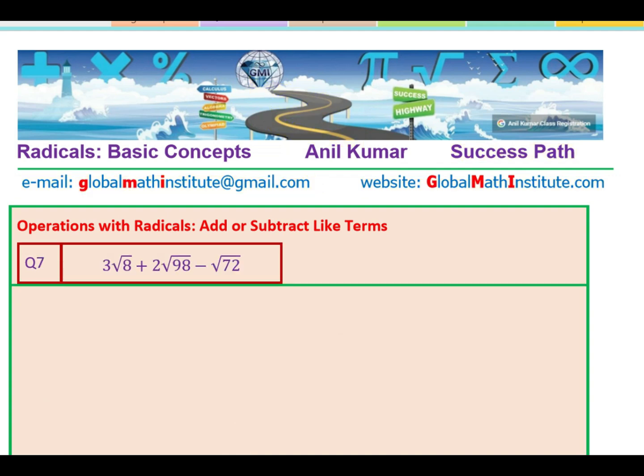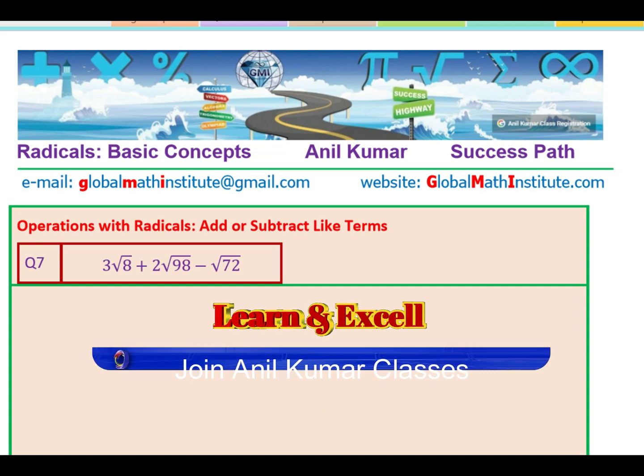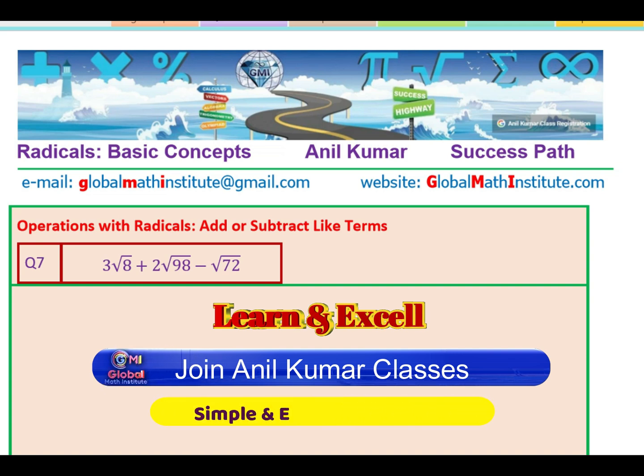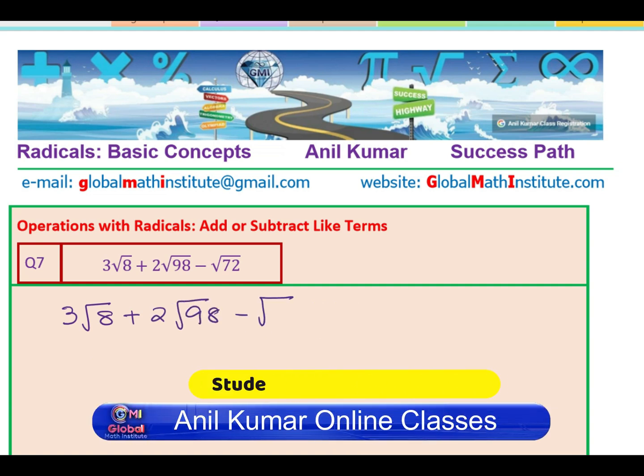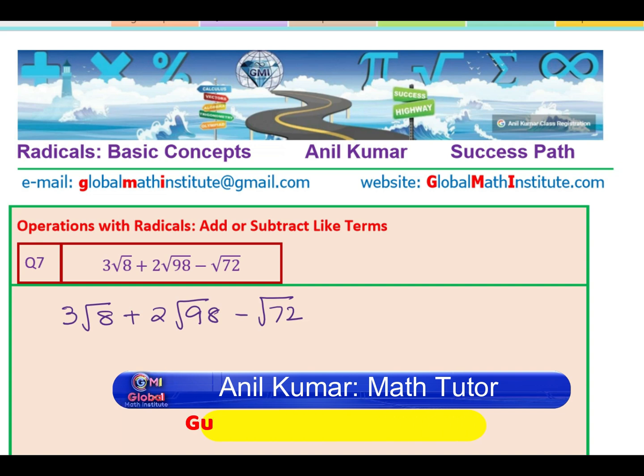Take up question number 7. So now we have moved on to slightly difficult problems where instead of two terms we have three. And we'll work for a couple of examples. Question number 7 is 3 square root 8 plus 2 square root 98 minus square root 72. I'd like you to pause the video, answer this particular question, and then check with my solution. I'm taking time here so that you get your time to answer the question.